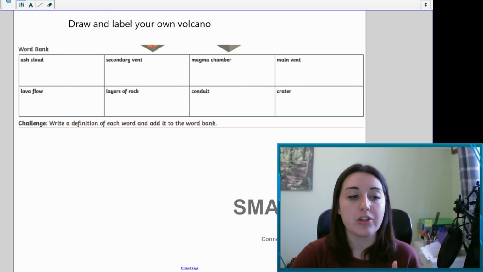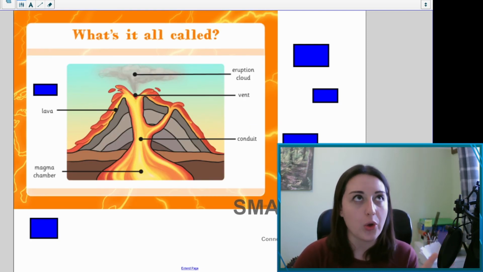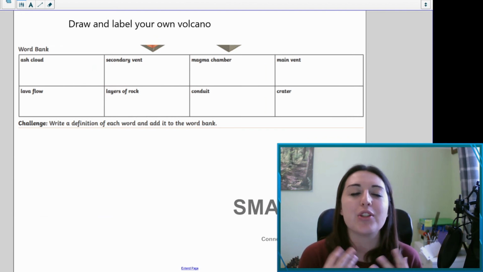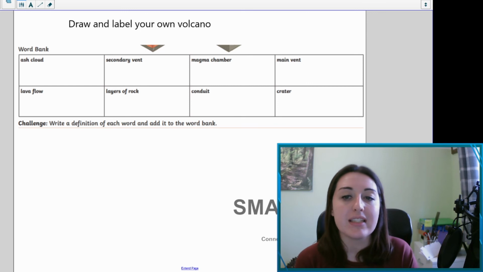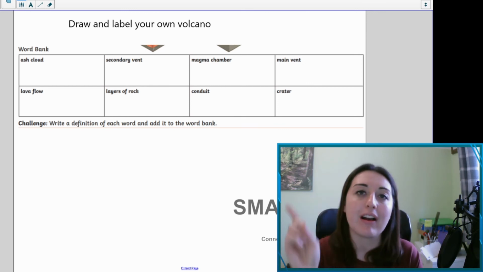So we'd like you to do something very similar to this, drawing your own volcano, and then using the labels to label it. And then if you have finished that, what we'd like you to do is to try and write a definition for each of those words. And it says add it to the word bank. We just mean add it to what you've got around the outside of your picture.